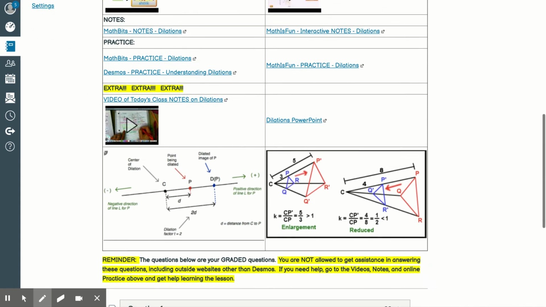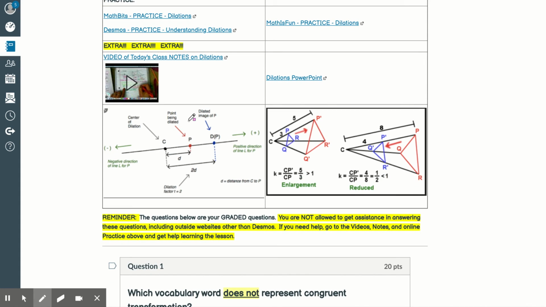All right, let's see what else we have here. And this is just reminding you about the center of dilation. Here, if the center of dilation is here at C, for example, and you have this point called P, whatever that distance is, it's labeled here to be at the letter D.